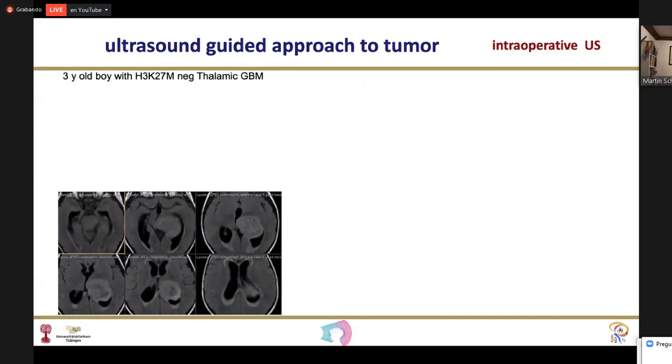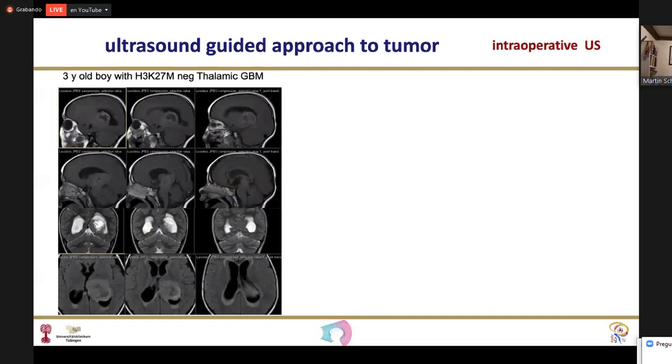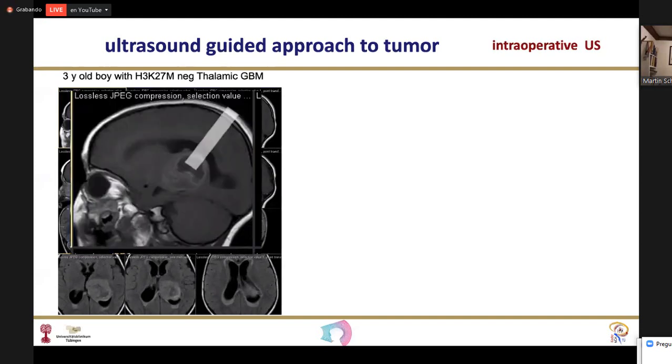Finally, I show you a few examples of ultrasound-guided resections of brain tumors. This is an example of how we use it to guide the approach to the tumor. This is a 3-year-old boy with a H3K27M negative thalamic GBM. And we see it here in the left posterior thalamus, large tumor, almost intact child, very, very mild hemiparesis, nothing else. And this is the sagittal scan. And in these children, we use this posterior parietal approach, 3 centimeters off the midline and in the post-central region.